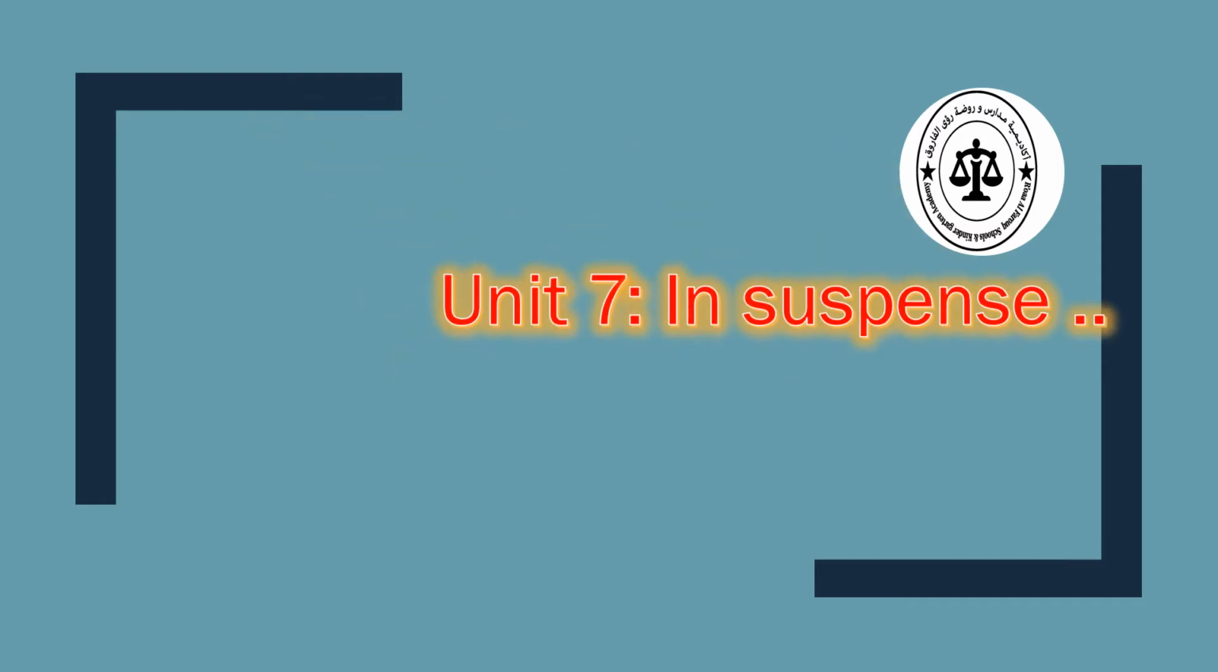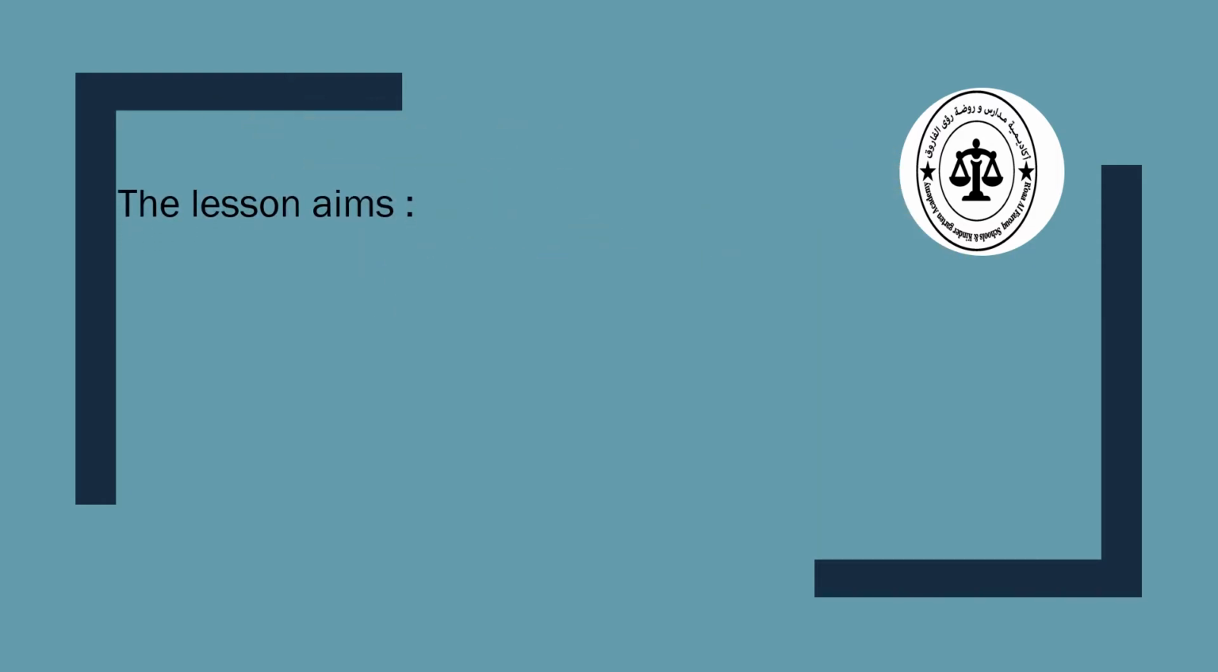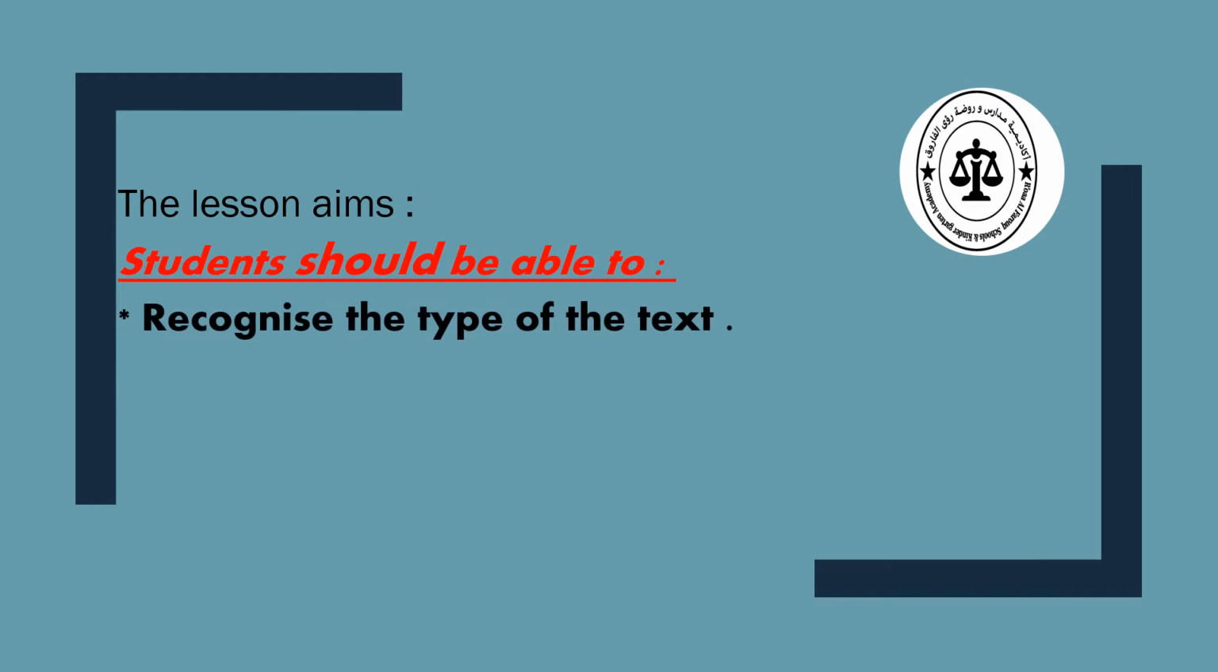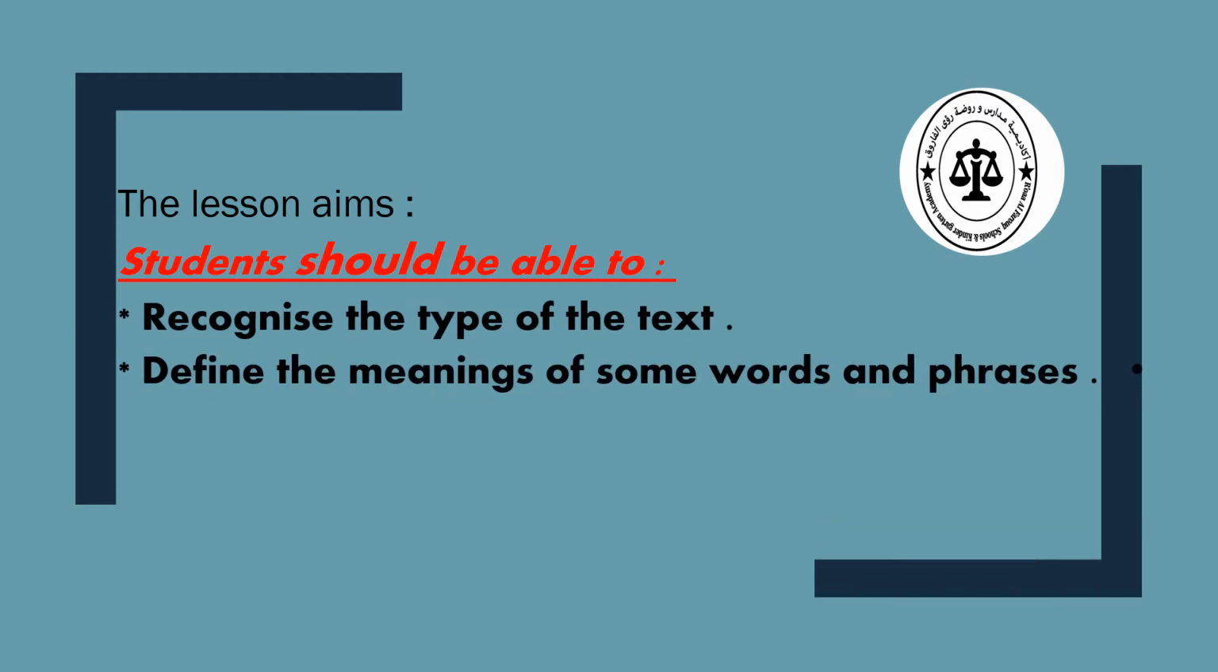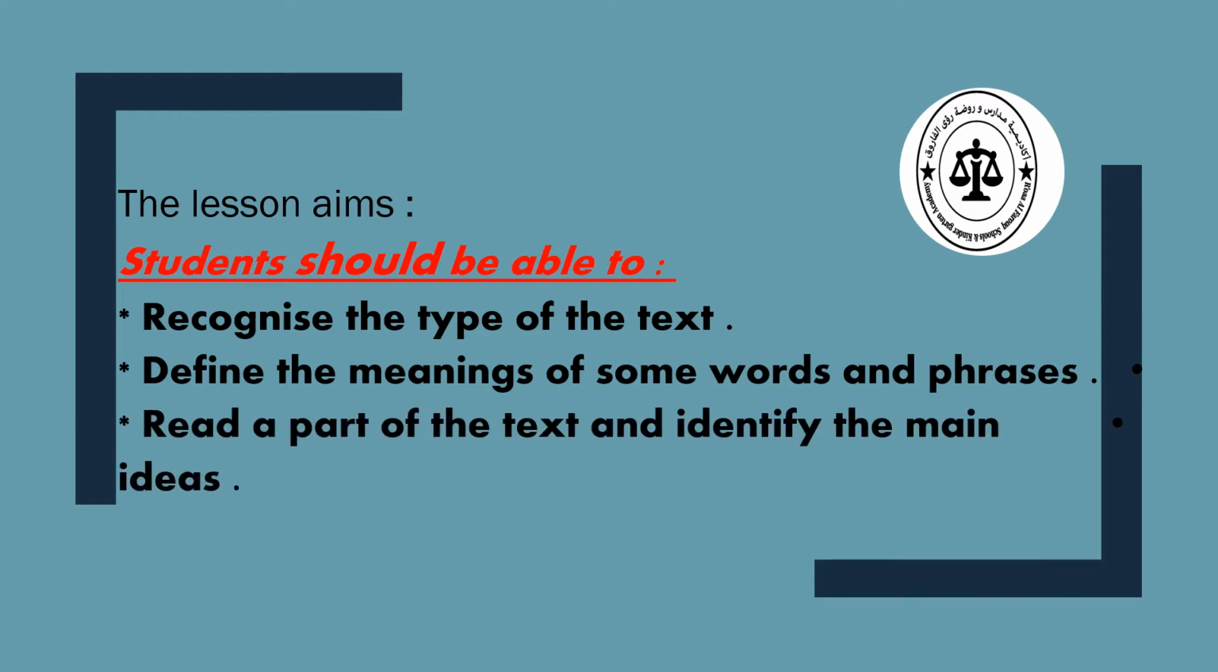So in our lesson today we are also going to revise the type of the text that we are going to read. Then we are going to define the meanings of some words and phrases while reading the text. The last step, we are going to read another part of the text and identify the main ideas.